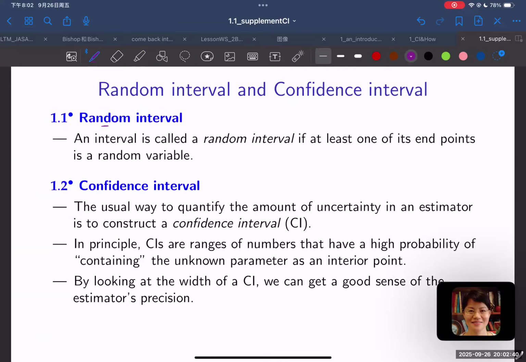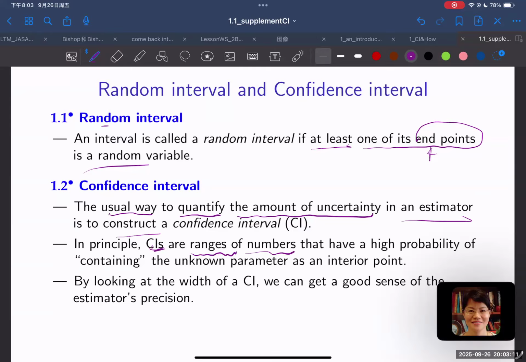That means here at least one of the endpoints or limit points is a random variable, so this is a random interval. And for a confidence interval, this is the usual way to quantify the amount of uncertainty in an estimator, that is, you construct a confidence interval.